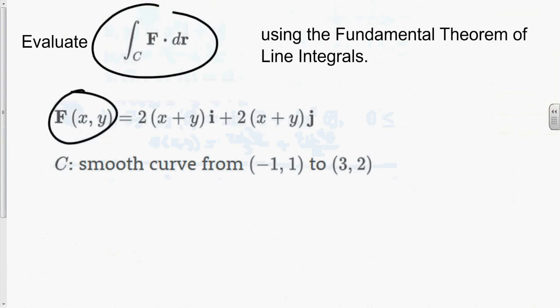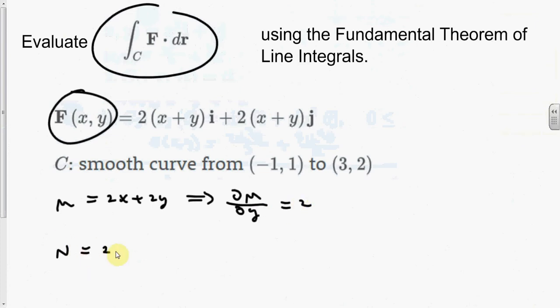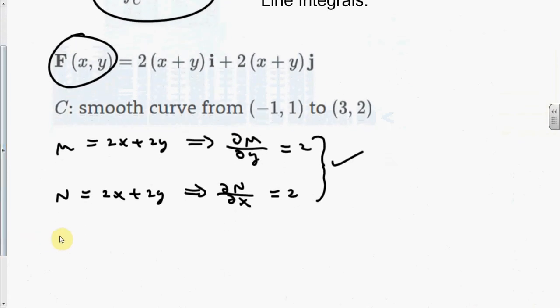So M is equal to 2x plus 2y. That implies that the partial of M with respect to y is equal to 2. N is equal to 2x plus 2y. This implies that if I compute its partial with respect to x, I get 2. So it is conservative. So if it's conservative, then we look for the potential function.